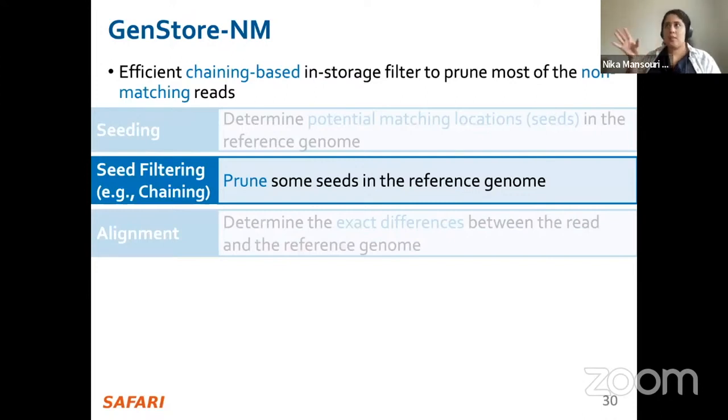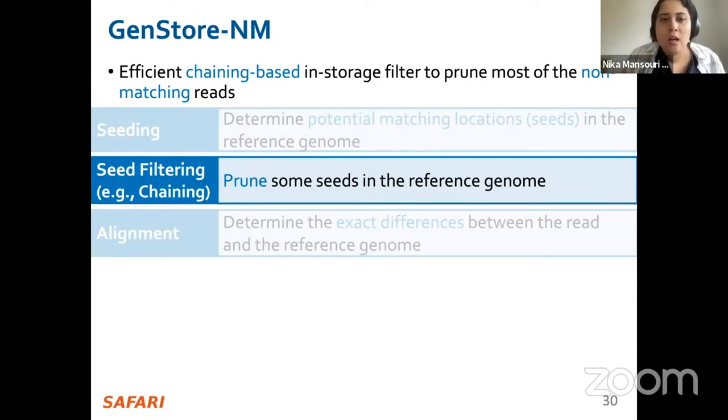I hope you remember the 3 steps we discussed: the seeding, seed filtering and chaining, and alignment. Using chaining, that second step, GenStore-NM filters most of the non-matching reads, which are reads that would not align to any subsequences in the reference genome. Recall that the chaining filter calculates a similarity score for each read, called the chaining score, and filters reads with no high scoring potential matching location. Basically, if a read already has all its potential matching locations filtered, then there's no need to go to the alignment because there's no location to align to.